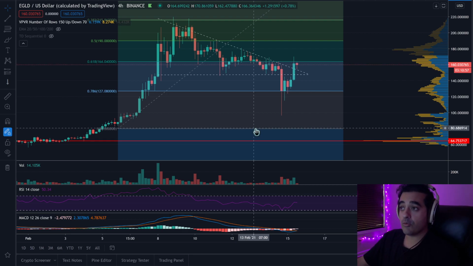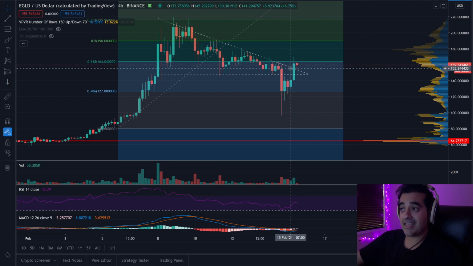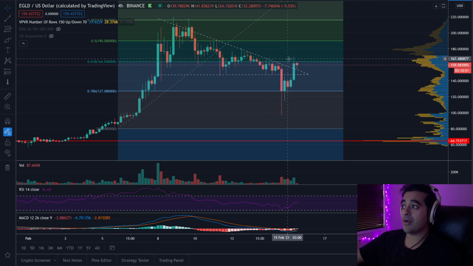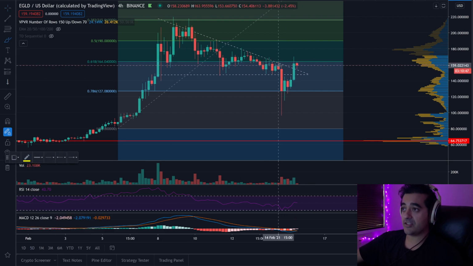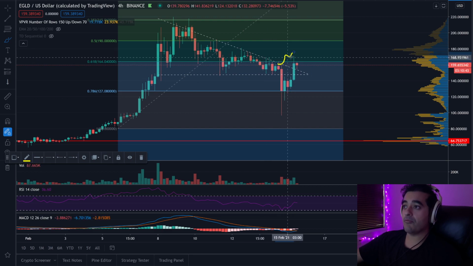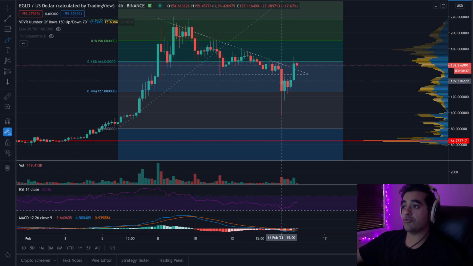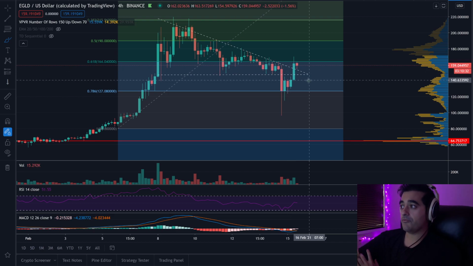So I put down on Twitter that in order to invalidate this pattern and show that we're going to move up, we needed to break around 165 to 170. That would have been a move like this. From the area that we were at, it would have needed to go like that. That would have broken out of this pattern and it would have invalidated the descending triangle. That's not what happened. We actually dropped right below that descending triangle and we had a major correction for EGLD, and it was a wonderful correction, honestly.